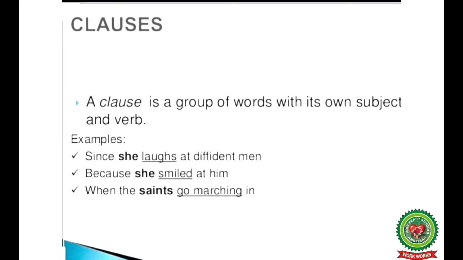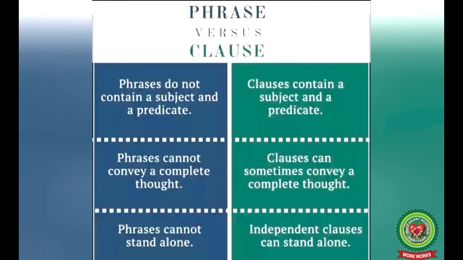Now coming to clauses. A clause is a group of words with its own subject and verb. See the examples: since she laughs at diffident men, because she smiled at him, when the saints go marching in. Now you can see in these examples, in the first one, she is the subject and laughs is the action word, that is the verb. In the next one, she is the subject and smiled is the verb. In the third one, saints is the subject and go marching is the verb. But they are not making complete sense. So the groups of words having a subject-verb combination but not making complete sense are known as clauses.